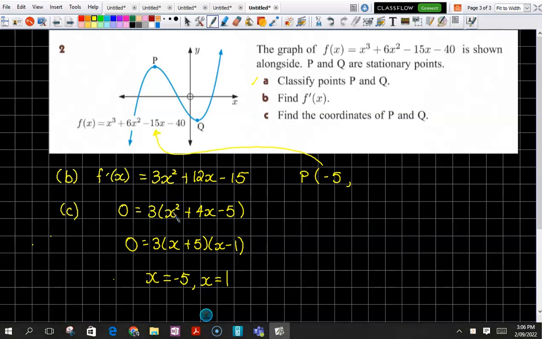Yes? What did you do between the second and the third step? Second and the third? Yeah. So this is factorising. So we've gone, what two numbers times together give you minus 5, but add together give you 4. So if you don't like factorising, you pop it into your calculator and you'll get these.